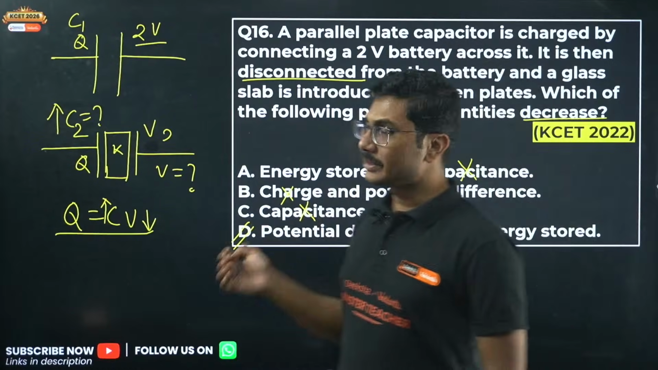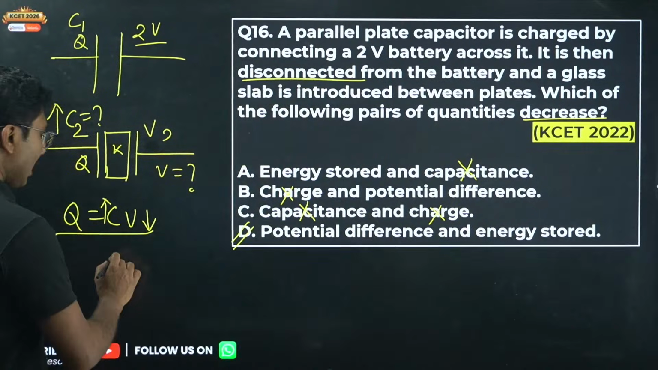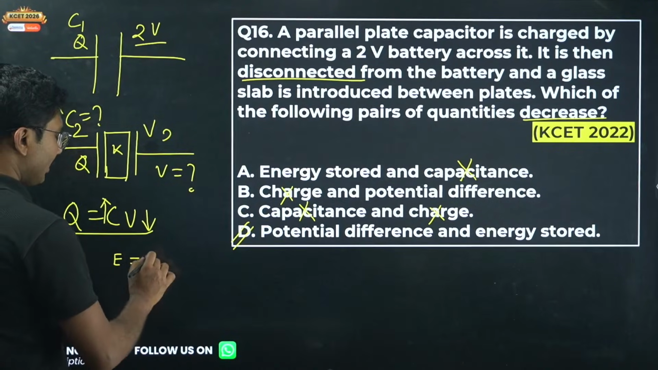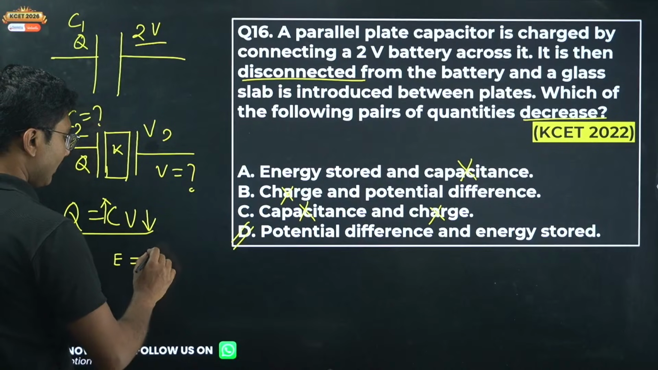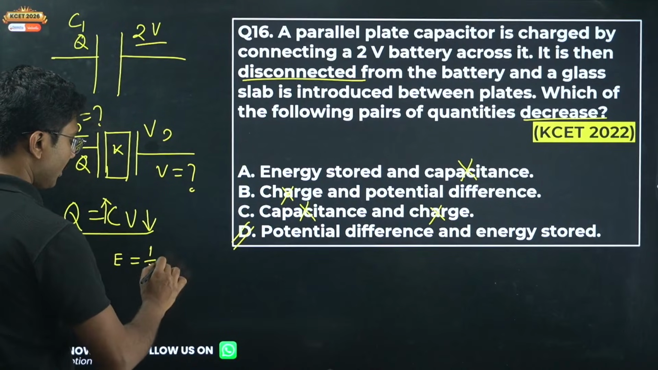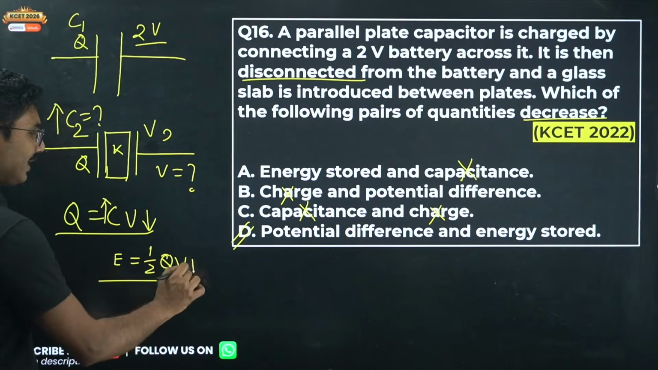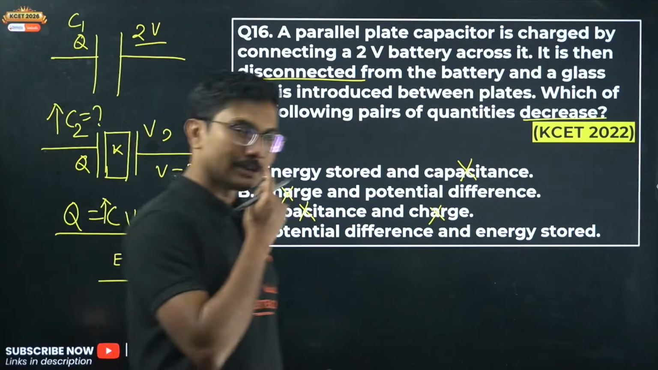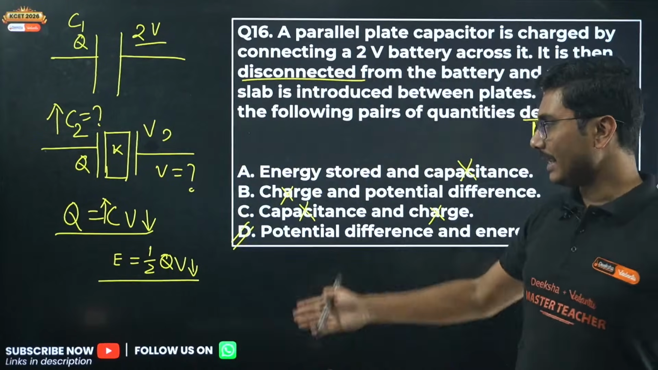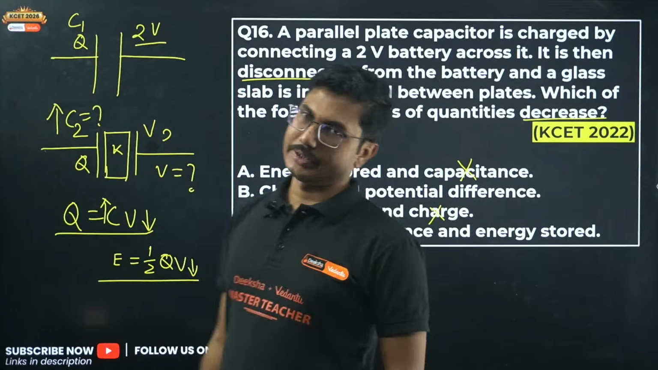Similarly, energy stored is half CV square. Energy stored is half, or you can say half Q into V. This is also a formula. So Q remains same, so V is decreasing. That means energy stored should also decrease, right?